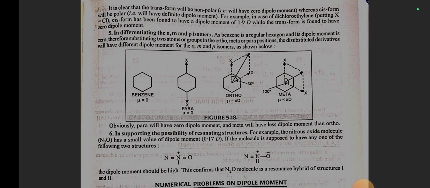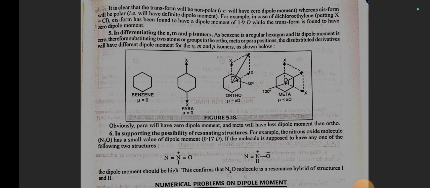5. In differentiating the ortho, para and meta isomers, as benzene is a regular hexagon and its dipole moment is 0, therefore on substituting two atoms or groups in the ortho, meta or para positions, the di-substitution derivatives will have different dipole moments as shown below.